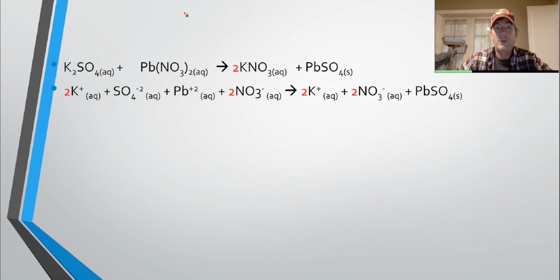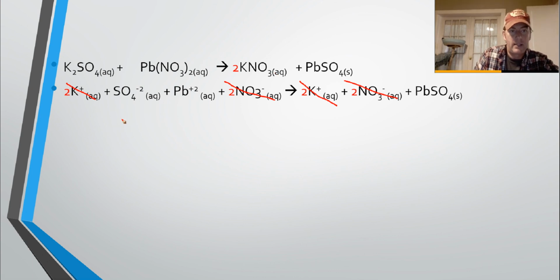Well, what do we have to do? We got to get rid of the spectators. Who are the spectators? That's right. Potassium is a spectator. It's aqueous on both sides. And so is nitrate. It's a spectator too. So, what does that leave us with?